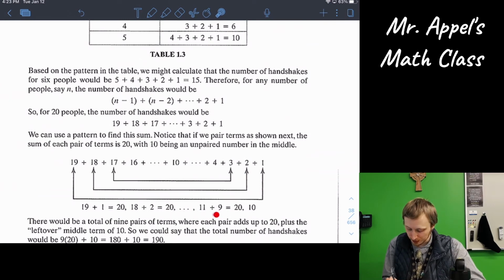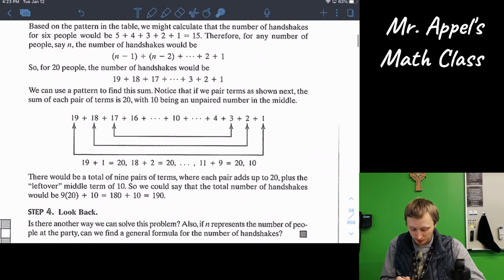So all those 20s together, plus the extra 10, there would be a total of 9 pairs of terms, right? Everything after 10, 1 through 9. In case it wasn't obvious, you don't have to count them by hand. They're all counted right here for you. 1 through up to, but not including 10, so 9. 9 pairs of terms, where each pair adds up to 20, plus the leftover middle term of 10. So we could say that the total number of handshakes would be 9 times 20 plus 10 equals 180 plus 10, or 190.